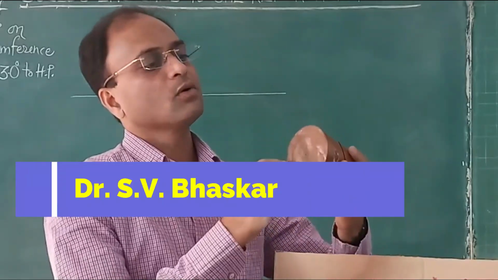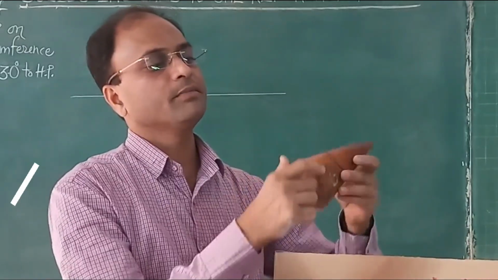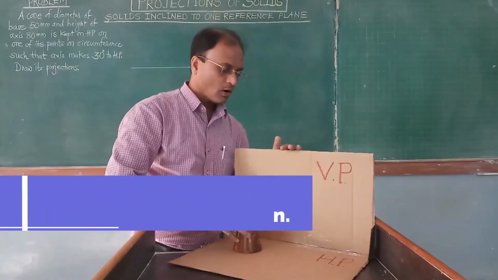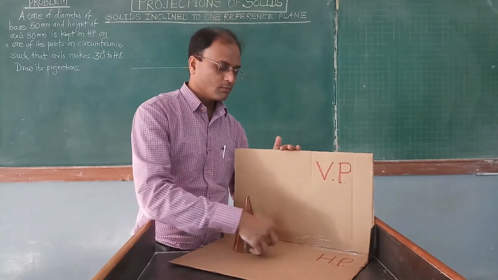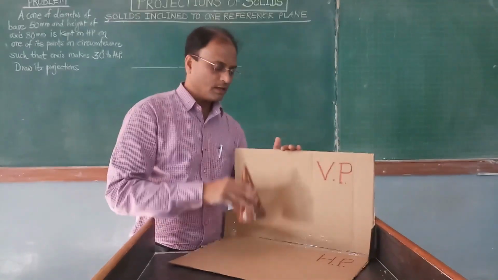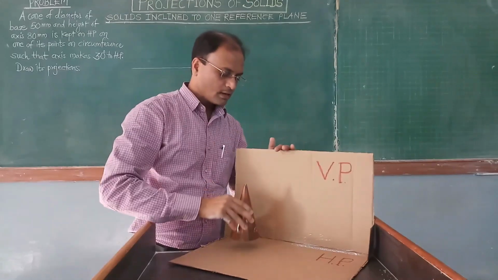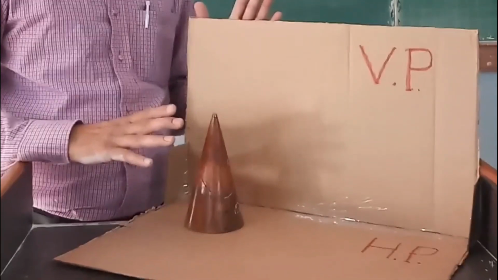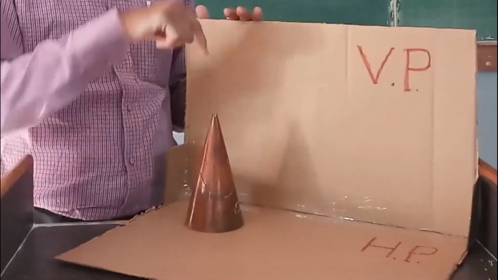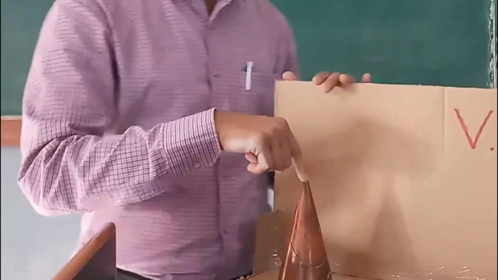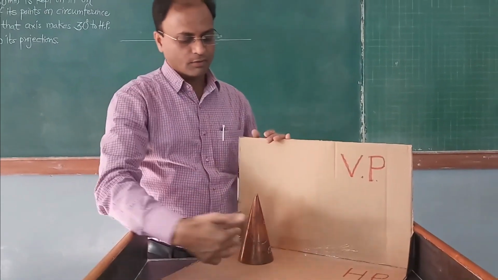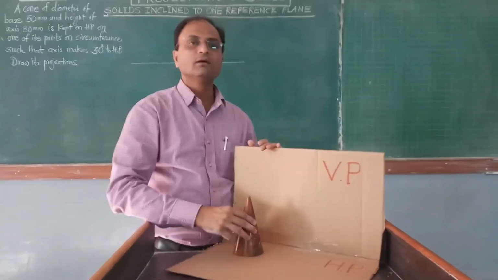This is a right circular cone of diameter of base 50 mm and height of axis 80 mm. It is resting on HP on one of its points of circumference. That means in initial position we have to assume that the whole base is lying on HP. So this is the initial resting position of the cone. In this position we have to first draw its top view and front view. Now why top view? Because in top view the true shape of its base circle is seen. That's why we have to first of all draw top view, which will be a circle, and from that we have to project front view, which will be a triangle.